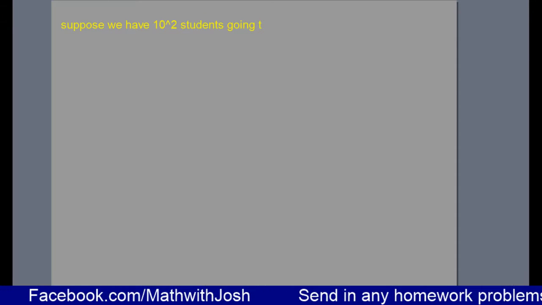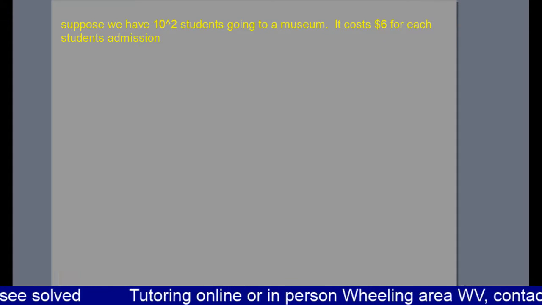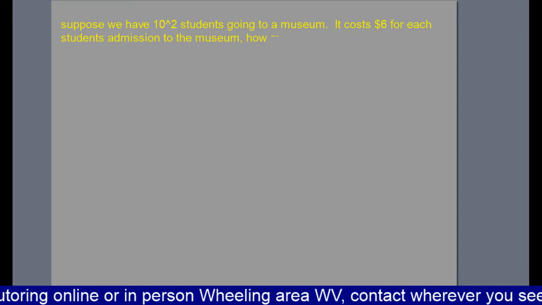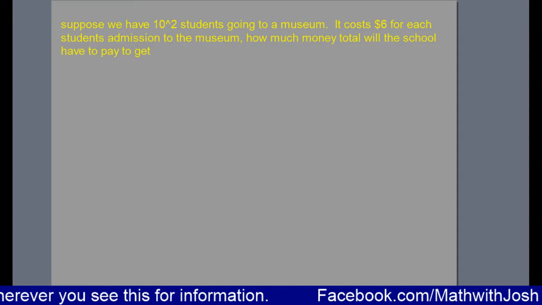So the problem that came up was, suppose we have 10 to the second power students going to a museum. We'll say it's the science museum since it's a math channel. It costs $6 for each student's admission to the museum. How much money total will the school have to pay to get everyone into the museum?